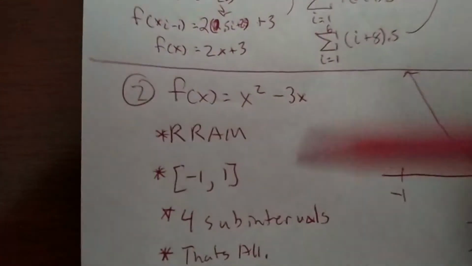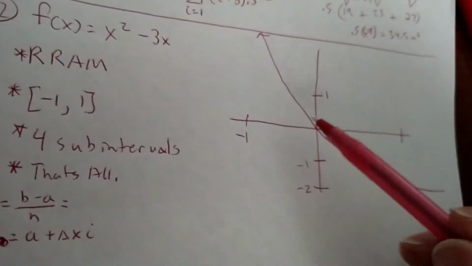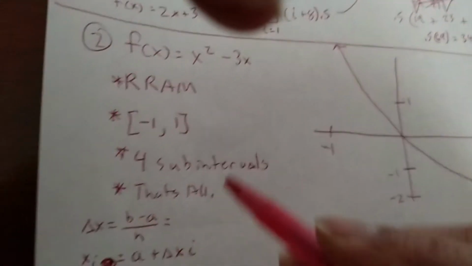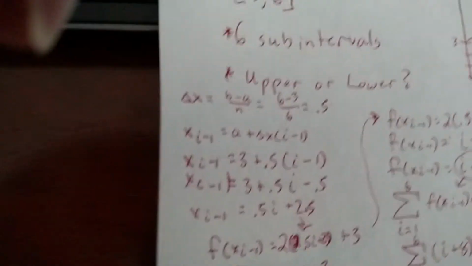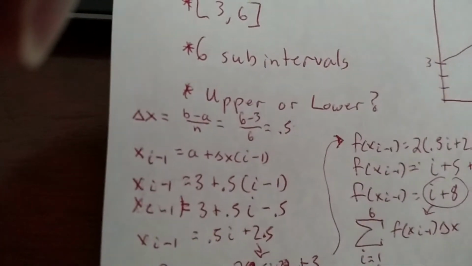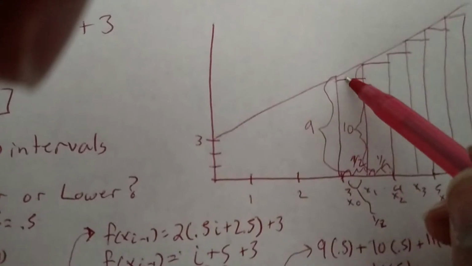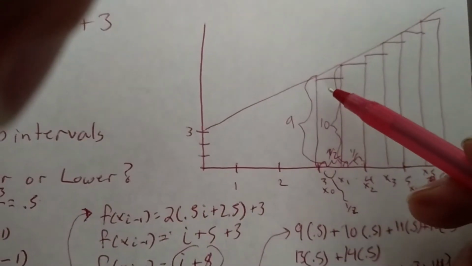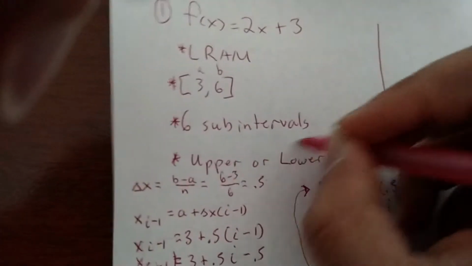Let me move this out so I don't... All right, so cool. So here's your function. X squared minus 3x, that's what it looks like. We don't really need that though. RRAM, negative 1 to 1, 4 subintervals, that's all. Okay. Oh, forgot to answer the question. Is this upper sum or lower sum? We look at here, see the negative area. It's definitely going to be less than the real area under this line. So this is a lower. So we can circle that.